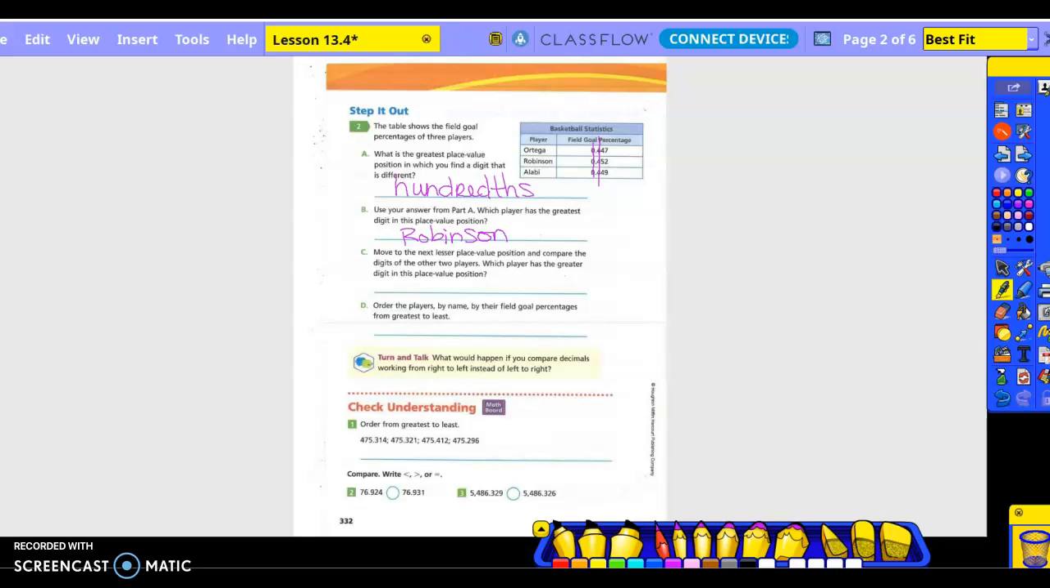Move to the next lesser place value position and compare the digits of the other 2 players. So basically, we've gotten rid of our hundreds place value now, right? Because the other 2 are the same. So now we're comparing the what place value? The thousands. Okay. So which player has the greatest digit in this place value?